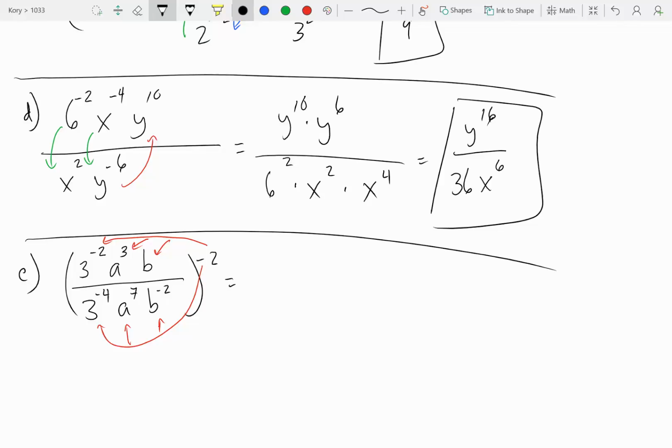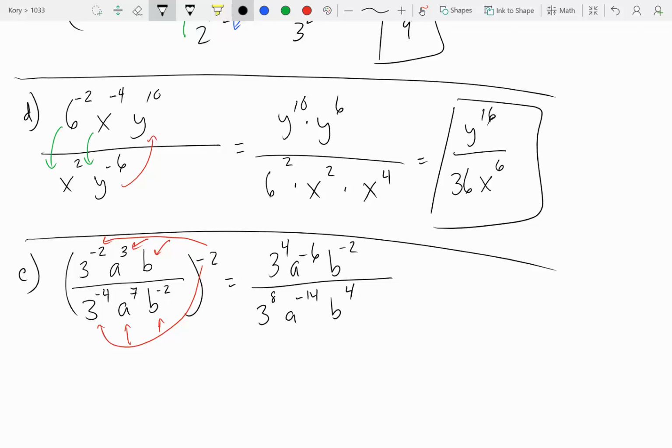So we're going to distribute this to everything. So we have 3 to the power of -2 times -2 is 3 to the power of 4. A cubed times -2 is a to the power of -6. And then b to the power of -2. And that's all over 3 to the power of 8, a to the power of -14, and b to the power of 4.